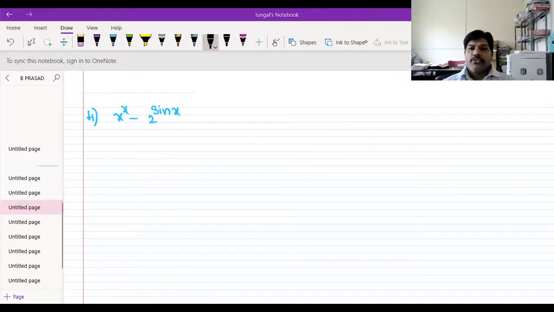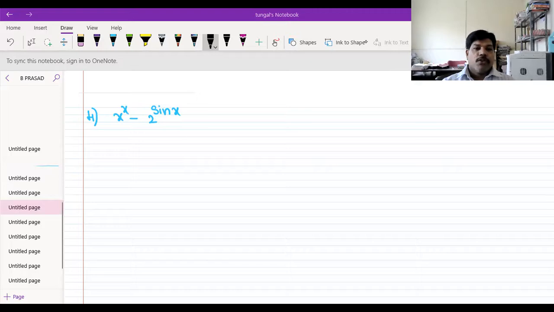See the next question, students. What is the next question? x power x minus 2 power sin x. So these types of functions, both are in the form of f of x power g of x. Both the functions are f of x power g of x, but there is a minus. So how to solve this type of question?